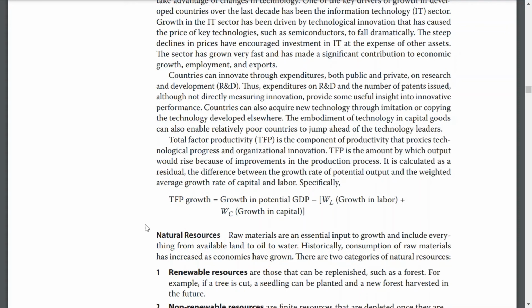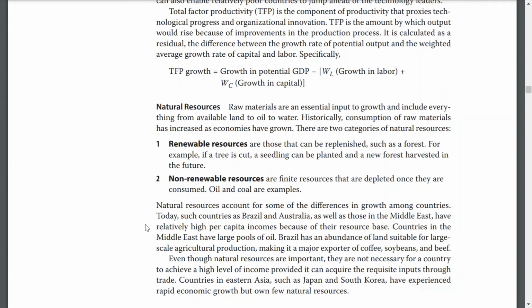Natural resources, or raw materials, are essential inputs to growth and include everything from available land and oil to water. Historically, consumption of raw materials has increased as economies have grown. There are two categories of natural resources. Renewable resources are those that can be replenished, such as forests. For example, if a tree is cut, a seedling can be replanted, and a new forest harvested in the future. Non-renewable resources are finite resources that are depleted once they are consumed. Oil and coal are examples.